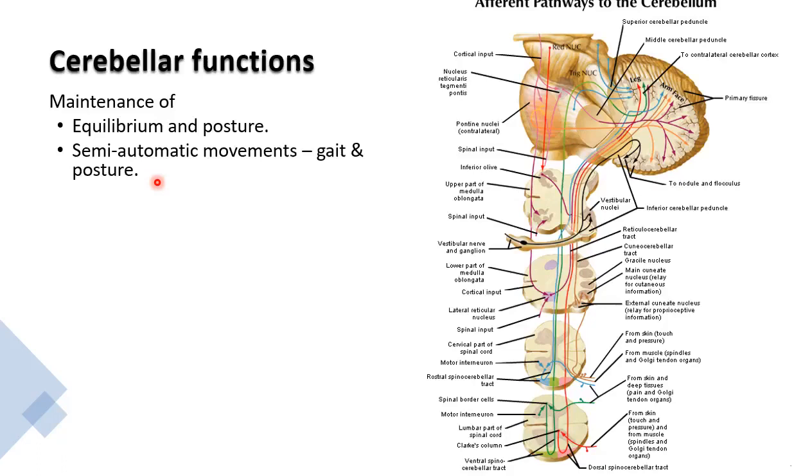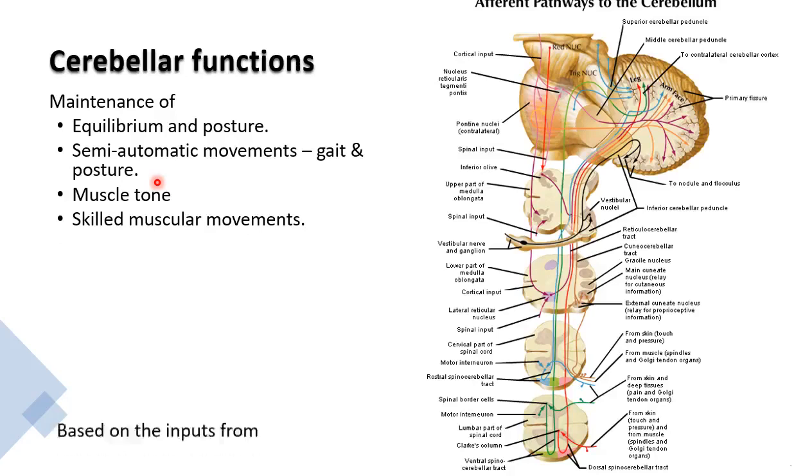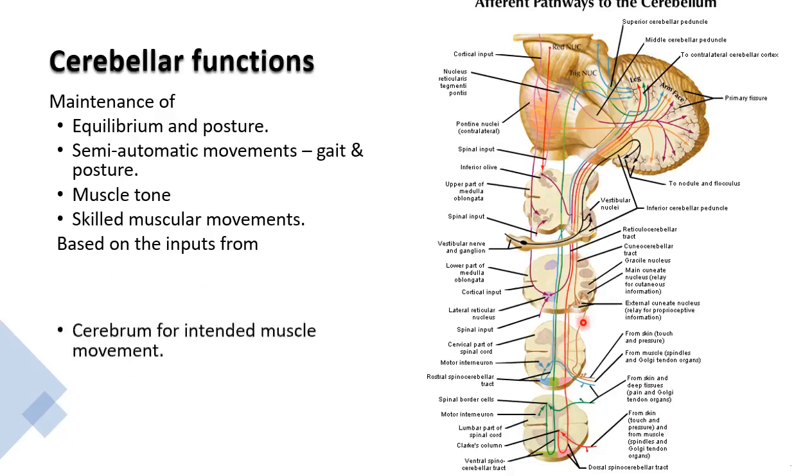Then semi-automatic movements, maintenance of gait and posture. When you walk, you swing your limbs, and all those are associated movements. This is maintenance of gait and posture. Maintenance of muscle tone, which I already enumerated in the beginning of this session. And skilled muscular movements. Let us see a bit of detail about skilled muscular movements, mainly based on inputs from the spinal cord.